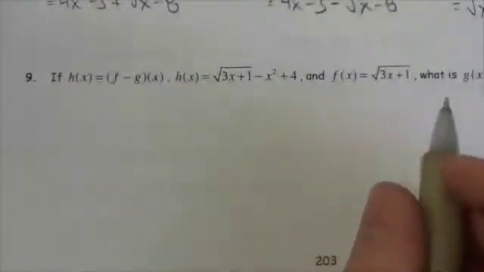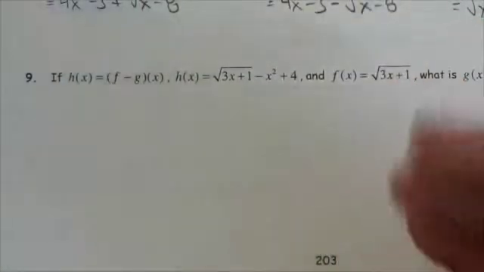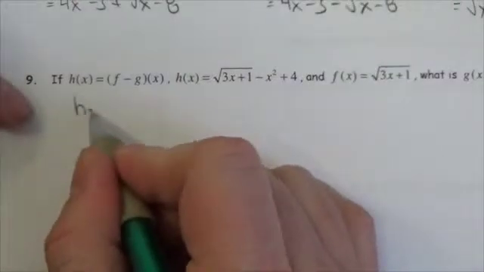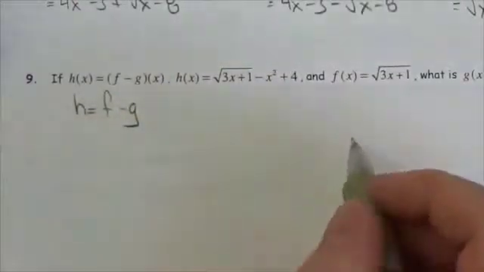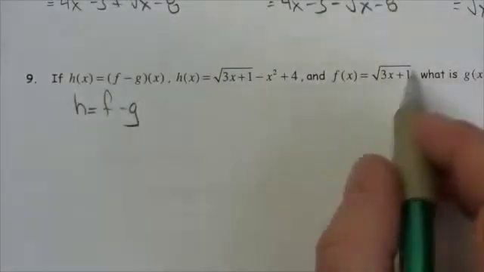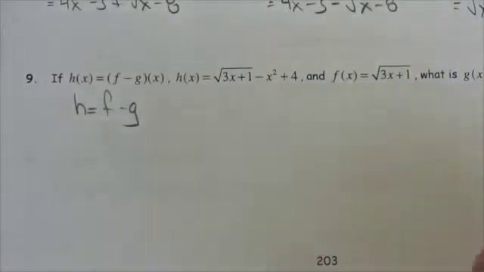If h of x is equal to f of x minus g of x, where h of x is the square root of 3x plus 1 minus x squared plus 4, and f of x is the square root of 3x plus 1, what is g of x? Okay, now this question is similar to one that we did a couple questions ago. Again, I know that h is equal to f minus g. We're told what h is, and we're told f as well, and we want to figure out what g is.